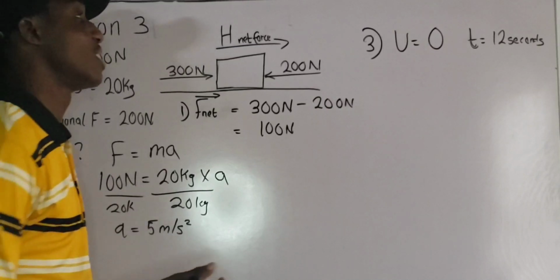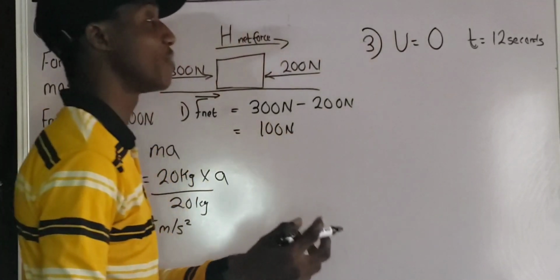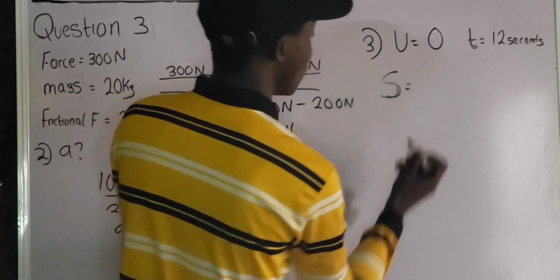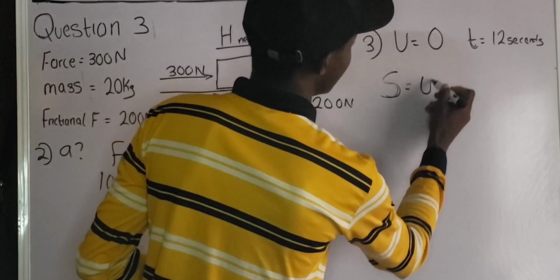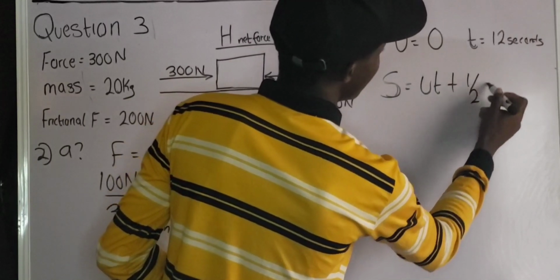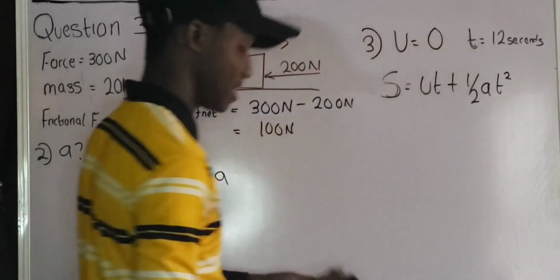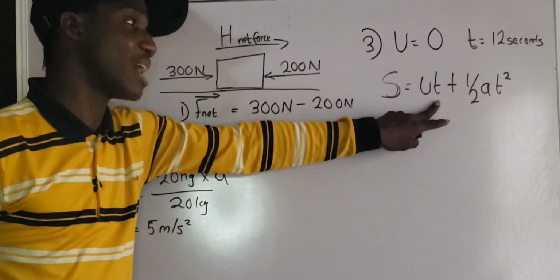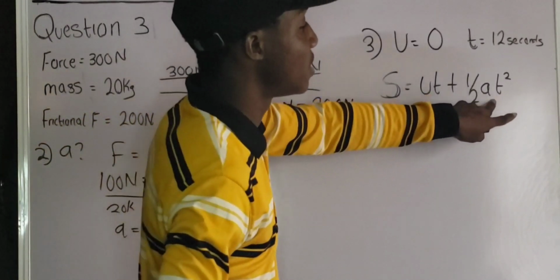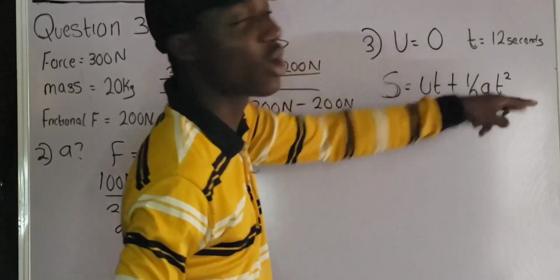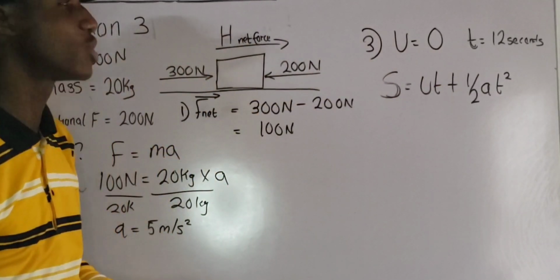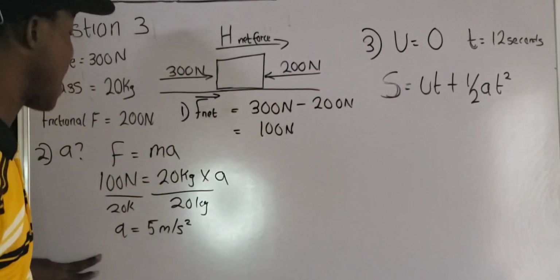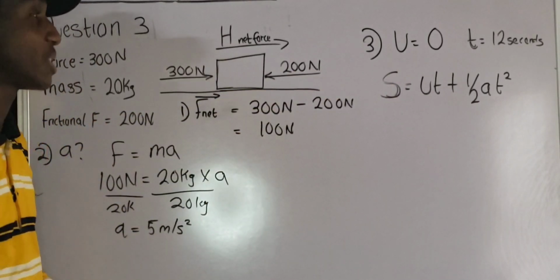Okay, so let's proceed. According to one of the equations of uniformly accelerated motion, we have S equals ut plus 1 over 2 at squared. S stands for distance. Ut is the product of initial velocity and time, plus half the product of acceleration and the square of time. That is what we are going to use to determine how far the box will go in 12 seconds if it continues to accelerate at 5 meters per second squared.